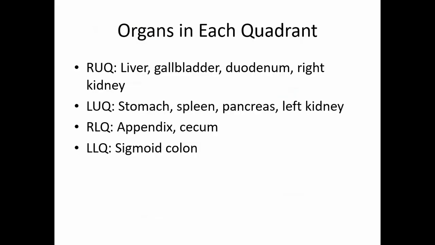So the major organs in each quadrant: the right upper quadrant consists of the liver, gallbladder, duodenum and the right kidney, while the left upper quadrant majorly comprises the stomach, spleen, pancreas, and left kidney. The most important part of the right lower quadrant is the appendix and the cecum, while the left lower quadrant has the sigmoid colon.